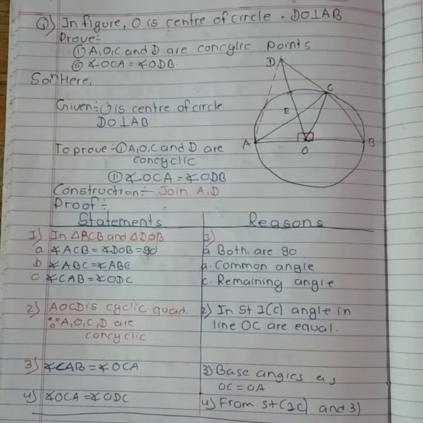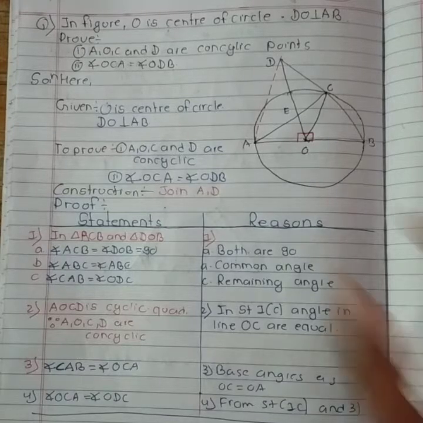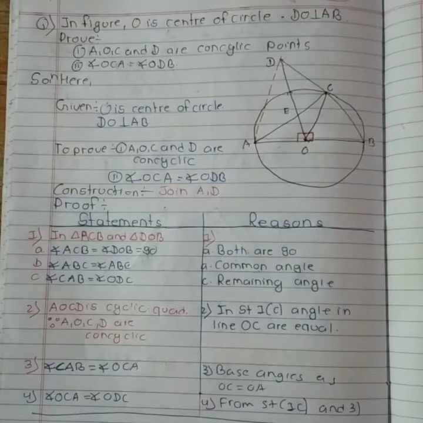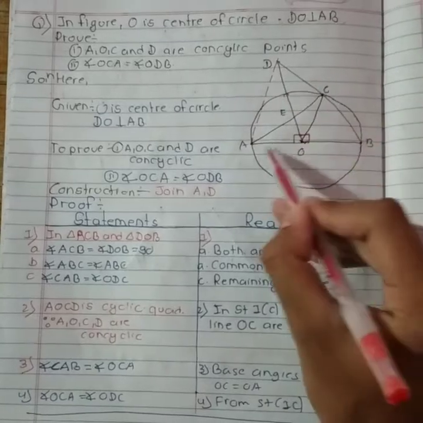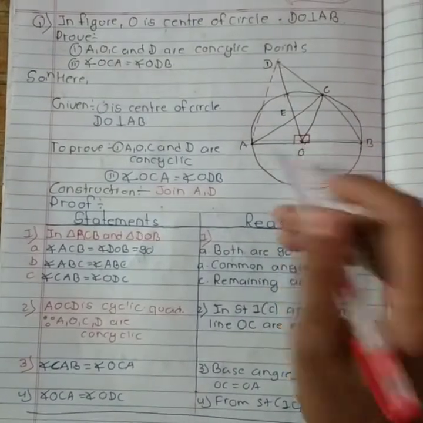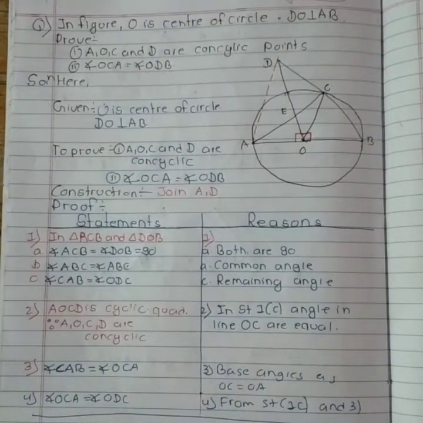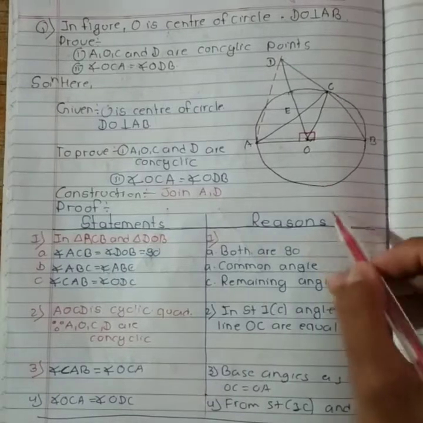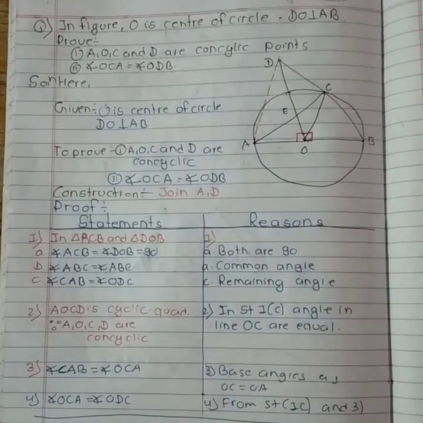Friends, this time I am back with one new question of the circle theorem. Here's the question. In the figure, O is the center of the circle, and DO is perpendicular to AB. It seems like it is not perpendicular, but in the actual figure it is perpendicular. I made DO a little bit slanted to make an acute angle, but you have to suppose that it is perpendicular.